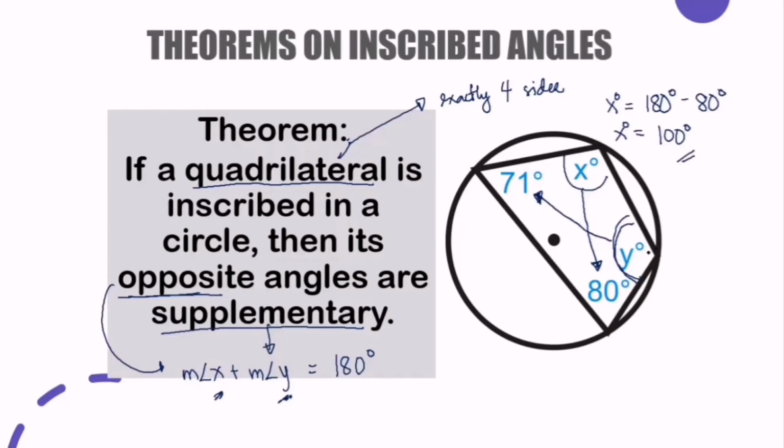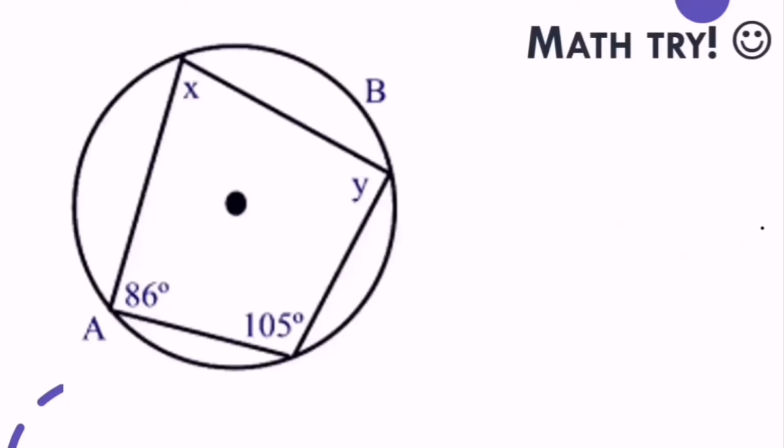As we did earlier, 180 degrees minus 71 degrees. Would you like to try? What is 180 minus 71? Very good. The answer there is 109 degrees. Next, let's try this one.